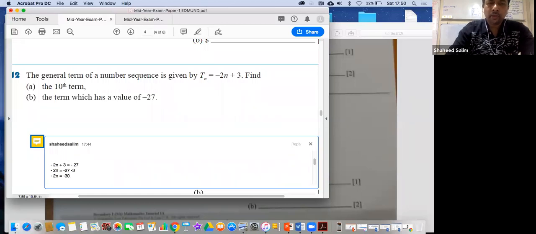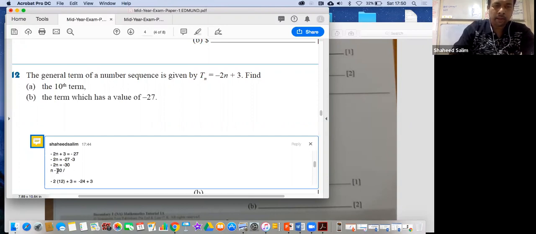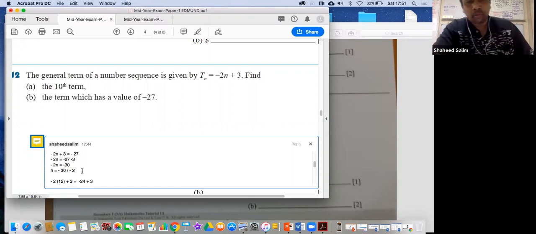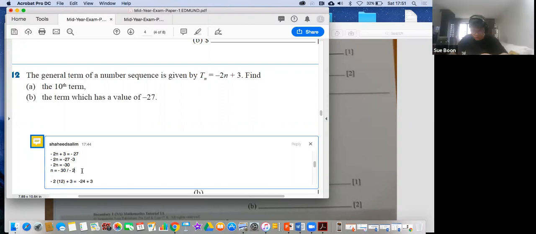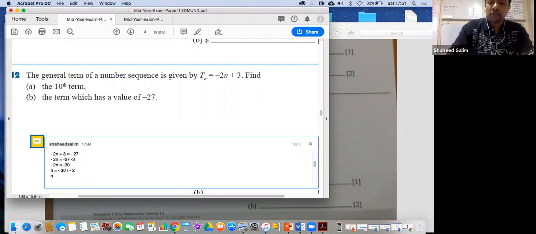Okay, so now you want to find n. Very simple. Take -30 divided by, sorry, down here, -2n, you want to find n, right? You take -30 divided by -2. You try now, -30 divided by -2. 15 is positive 15, minus minus equals plus. So it's 15.